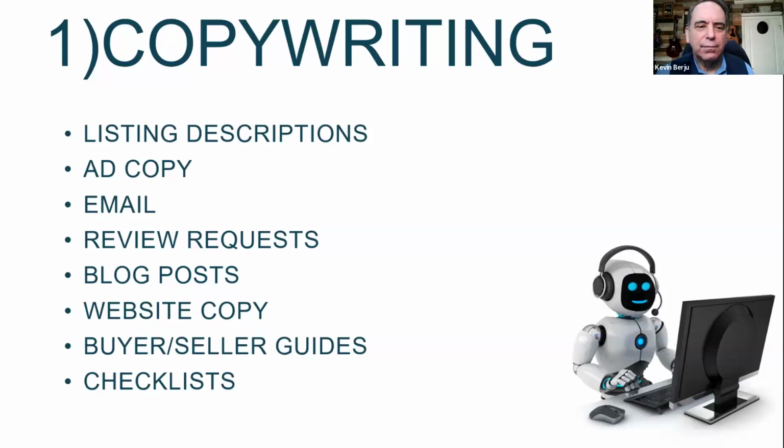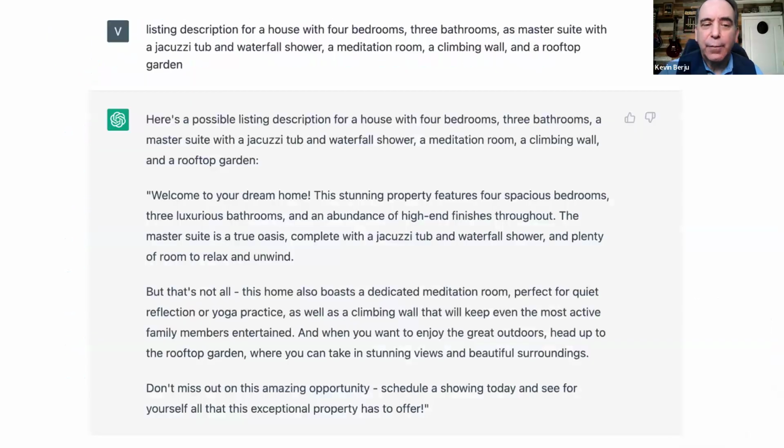Okay, so let's see how this works. Okay, let's take a look. So we type in, give me a listing description for a house with 4 bedrooms, 3 bathrooms, has a master suite with a jacuzzi tub and a waterfall shower, a meditation room, a climbing wall, and a rooftop garden. It took maybe 2.5 seconds for ChatGPT to write, here's a possible listing description for a house with 4 bedrooms. So it repeats it back to you, right?